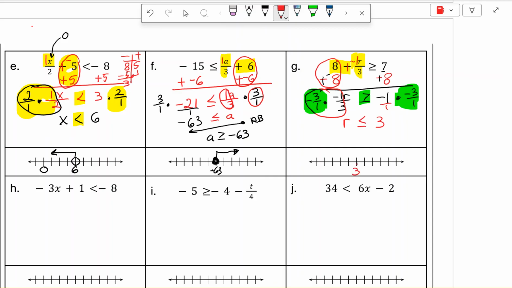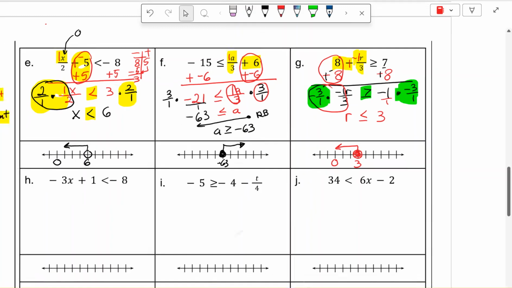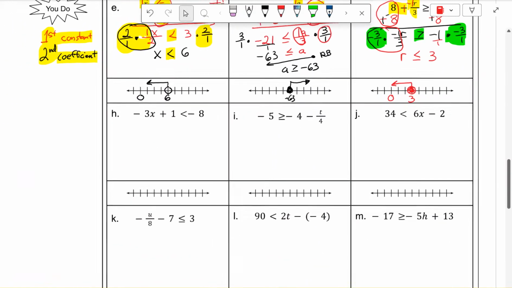So this is 3. It is a closed point, and r is less than. So since 0 is less than, that's a perfect number to use to check your answer. All right, there are 9 left.